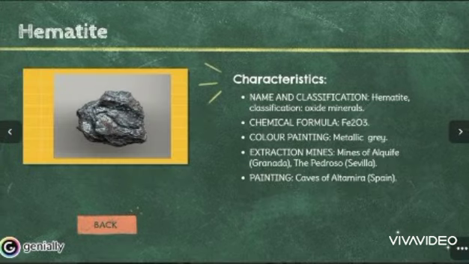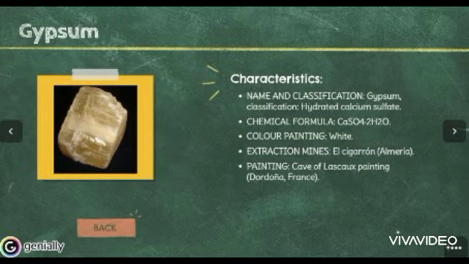Hematite. Hematite is the mineral form of ferric oxide, whose formula is Fe2O3. The color that we can extract from this paint is metallic gray. It's a shining gray like blood. Where can we find it? In the mines of Alquife in Granada or in El Pedroso in Sevilla. In prehistory, hematite was used to paint, and one place where we can find it is in the Altamira Caves in Spain.